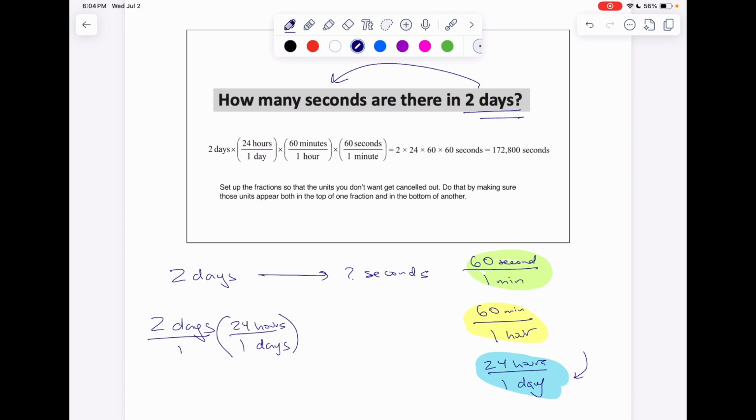I could invert it too, because if I swapped it and said 1 day over 24 hours, it would still equal 1. So if I need to swap it, I totally can, but right now I don't. Okay, don't need to swap the top and the bottom. So now look what happens to my units. I have days on top and days on bottom.